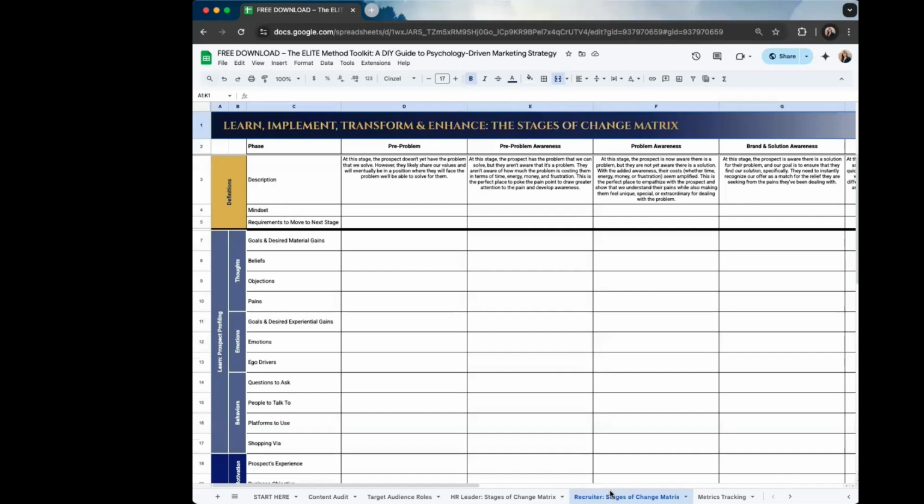Now, in the next video, we're going to talk about how to use the Stages of Change Matrix tool for step 2, learn. Remember, I'm walking you through our ELITE method, and it's important that you follow the steps in order. ELITE. Examine, learn, implement, transform, enhance.